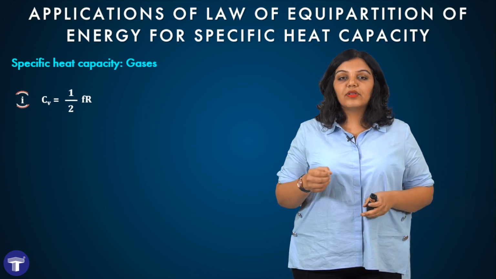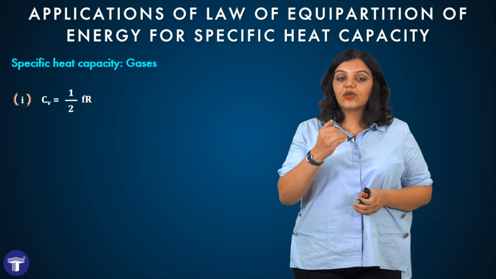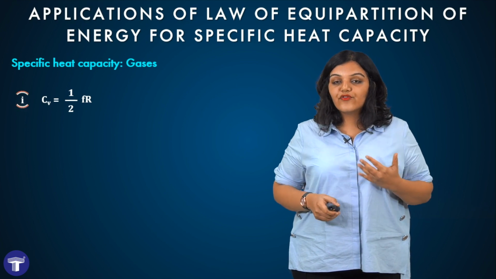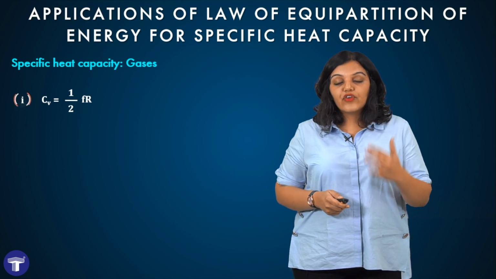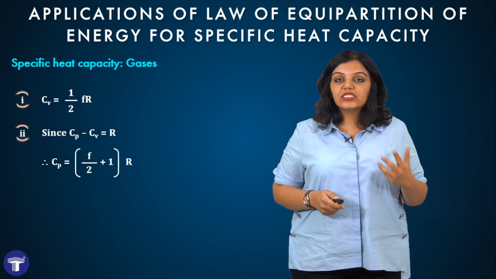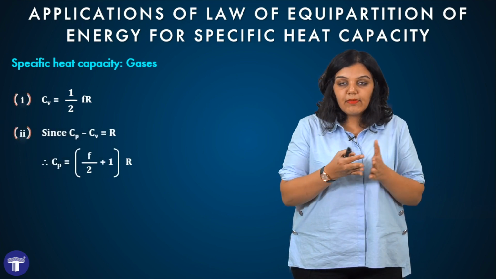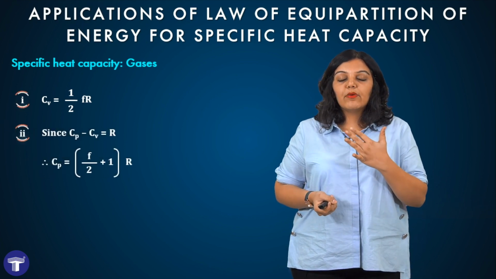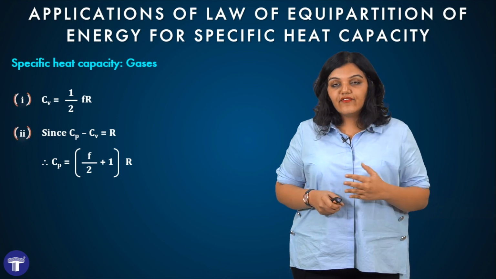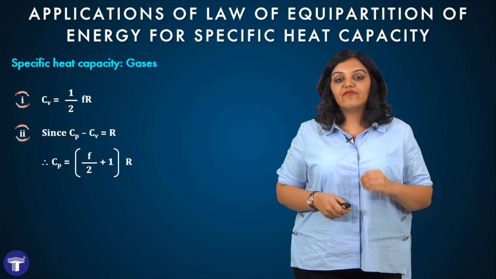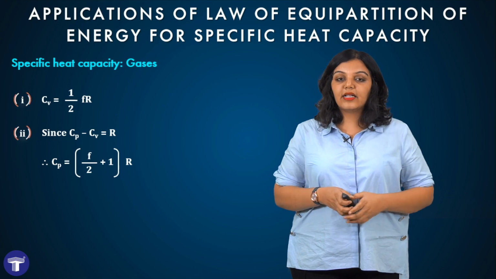In this case, the formula relates the molar specific heat at constant volume to the degrees of freedom of a molecule. So from this I can get Cp because we know Cp minus Cv is R. So Cp minus Cv is R, and therefore Cp will just be R plus Cv, and therefore the formula for Cp comes out to be (F/2 + 1) the whole bracket multiplied by R.